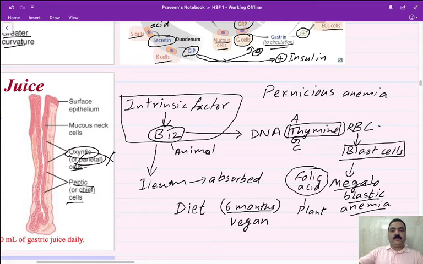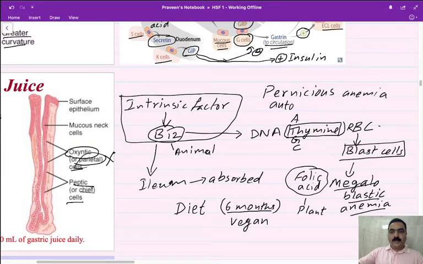So what will happen? There is no absorption of vitamin B12 at the ileum because it's not protected by the intrinsic factor, so it cannot be absorbed in the ileum. So there will be deficiency and the person will end up with megaloblastic anemia. That is another reason, the autoimmune destruction in pernicious anemia.